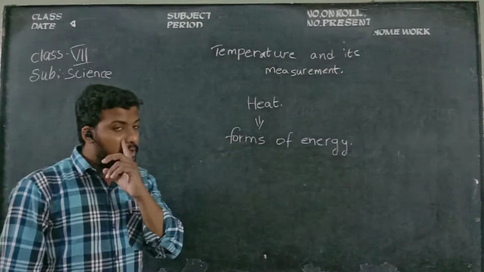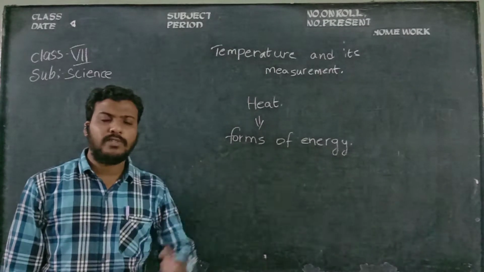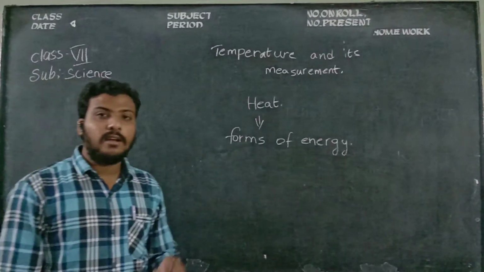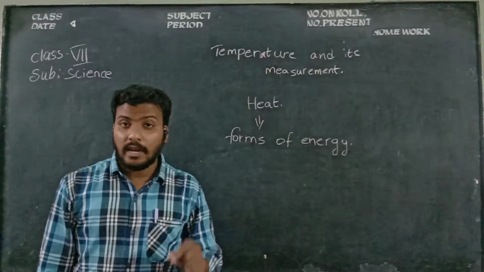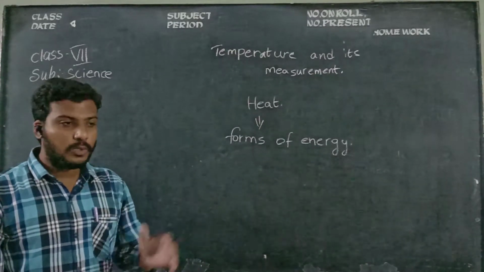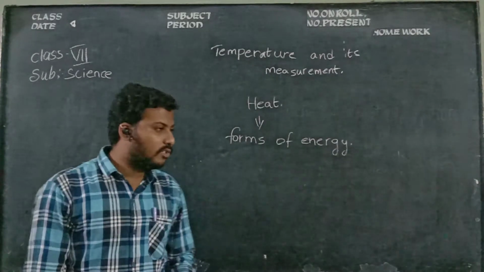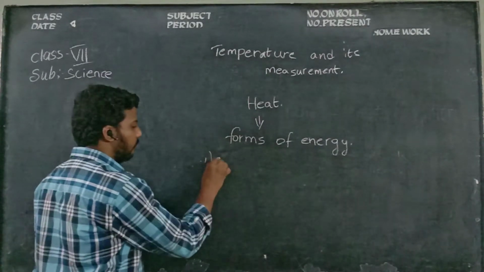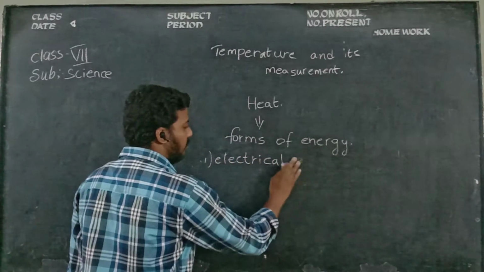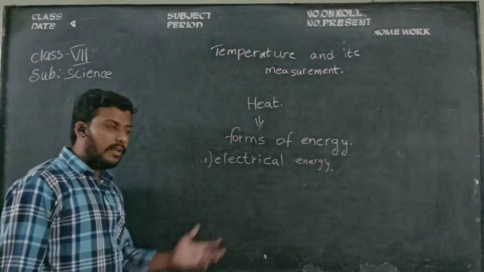So children, we use different objects in our daily lives. We use electrical geysers to make the water hot. Means we are using electrical energy and converting it into heat energy.